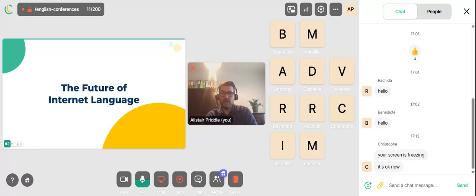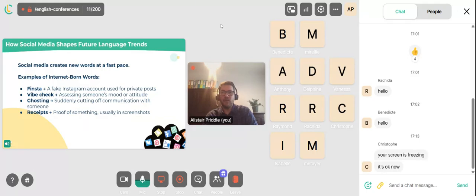Okay, well, we're going to move on to the last part of our lesson today, the future of internet language. How social media shapes future language trends. Social media creates a new world at a fast pace. There are some examples of internet-born words. For example, Finsta, a fake Instagram account used for private posts. Of course, before Instagram, this word did not exist.